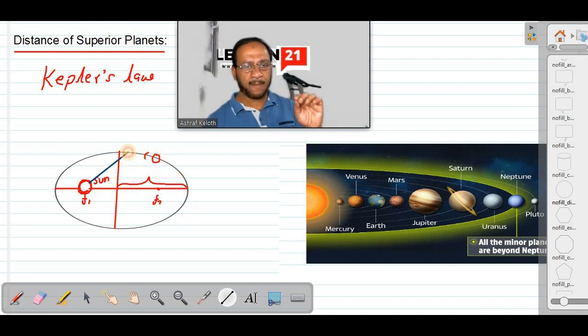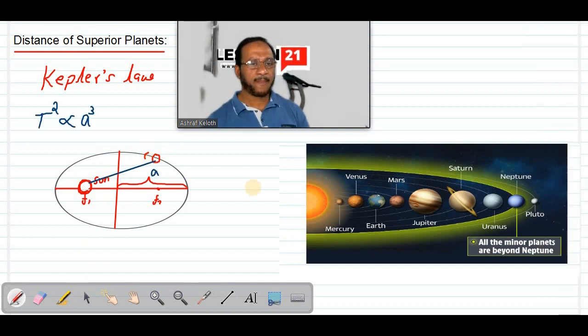So don't think that Earth is moving with a constant speed. When the Earth is closer to the Sun, it moves fast. And when the Earth is far away from the Sun, it moves slowly. And how that is possible, I can explain only in another lesson of rotational motion. Now see, the square of the time period of revolution of a planet is proportional to the cube of the semi-major axis of the planet. That is Kepler's third law.